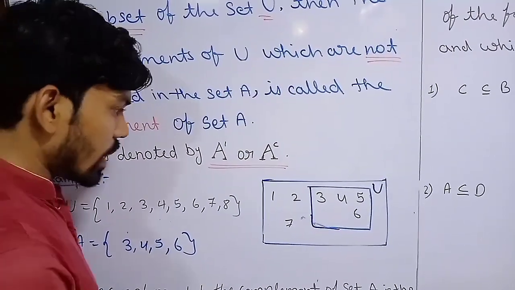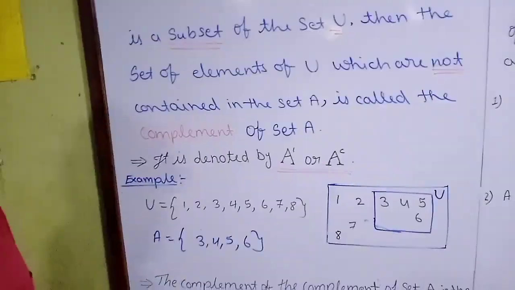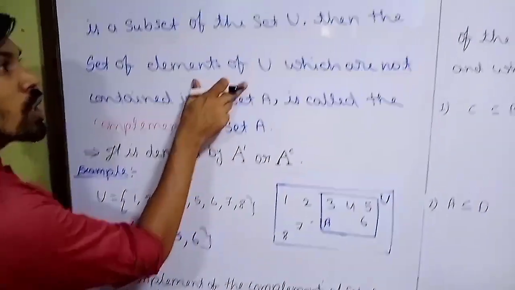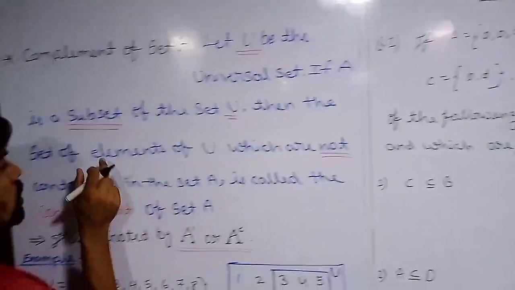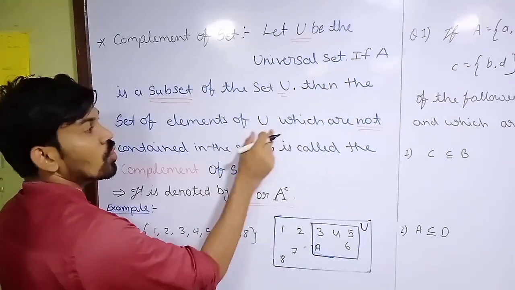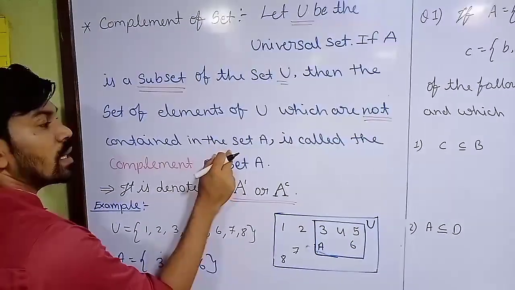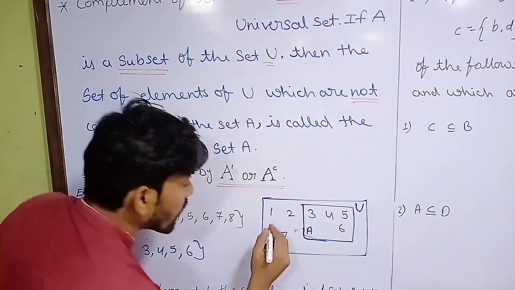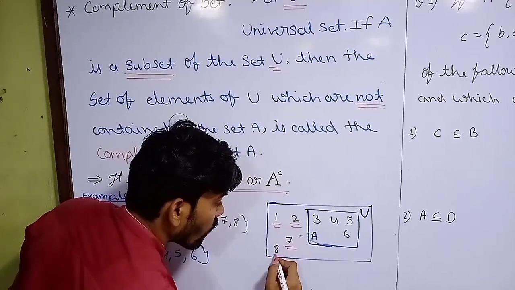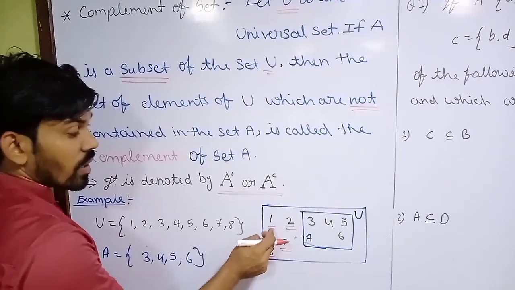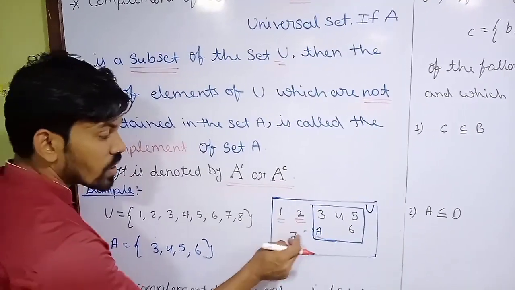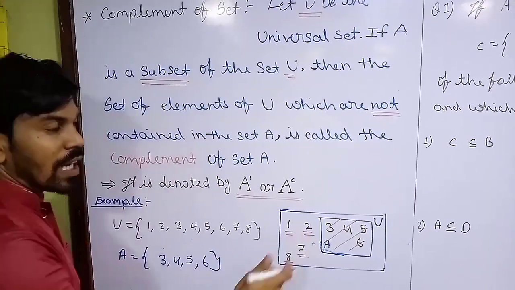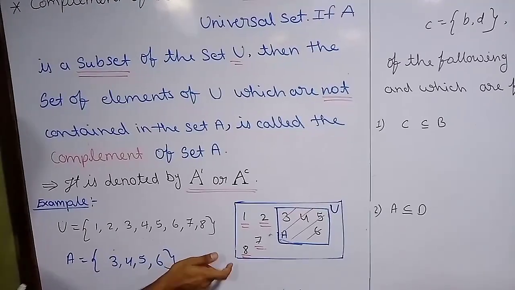This is a set A. Yes, so we have to write the name, set A. According to our definition, elements of set U which are not contained in the set A remain: 1, 2, 7 and 8 are not contained in the set A. So all these four elements are the complement of set A.